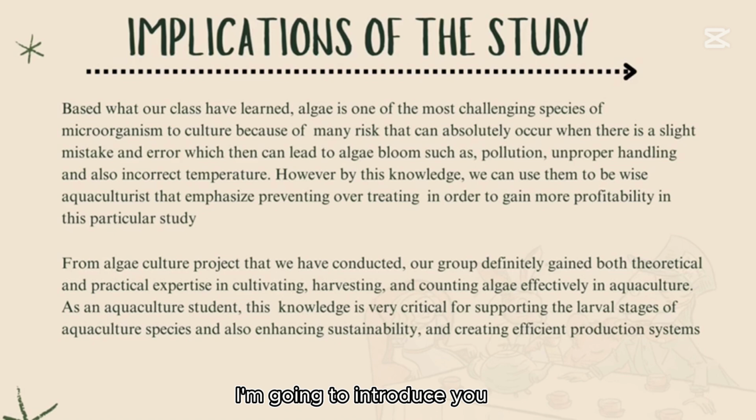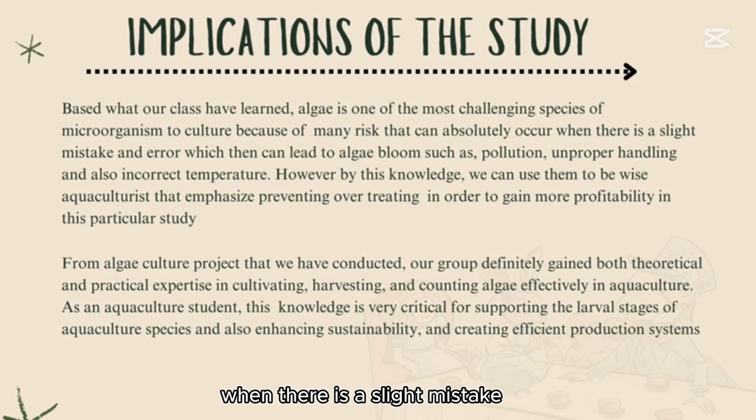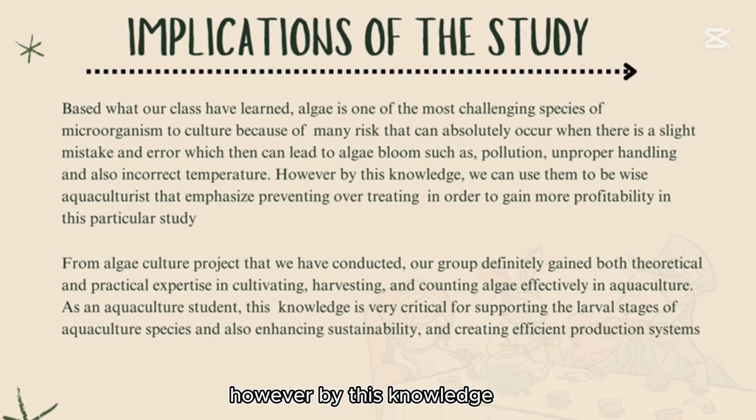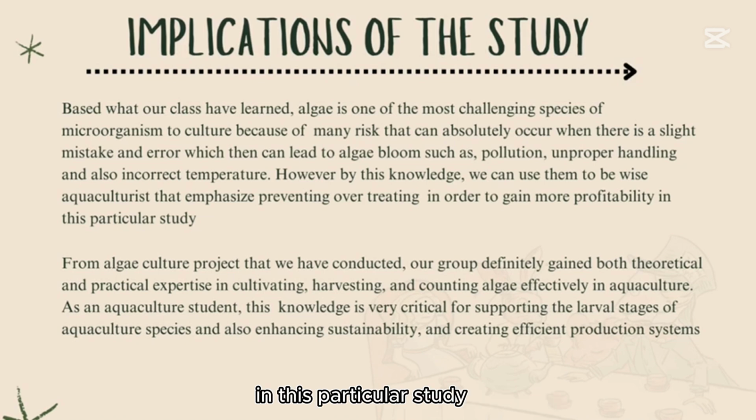Next slide, I'm going to introduce you to the implication of the study. From what our class has learned, algae is one of the most challenging species of microorganisms to culture because of so many risks that can occur when there is a slight mistake or error, which can then lead to algae bloom, such as pollution, improper handling, and also incorrect temperature. However, with this knowledge, we can be wise aquaculturists that emphasize preventing overtreating in order to gain more profitability in this particular study.